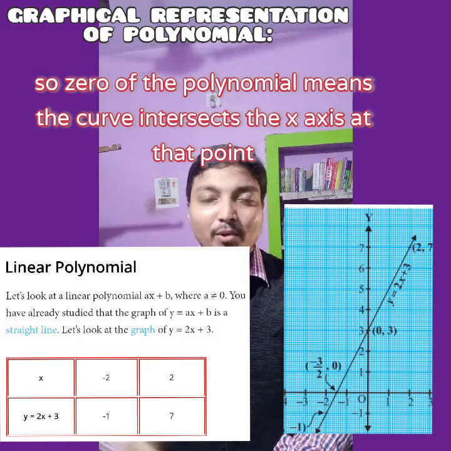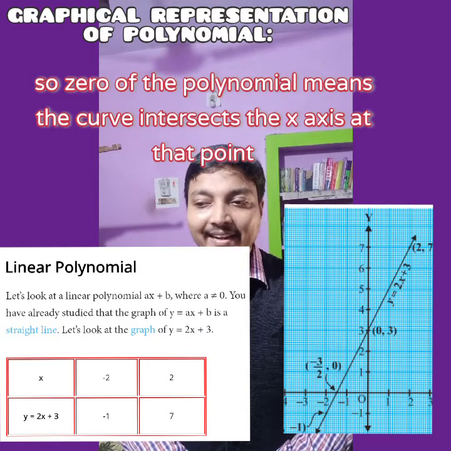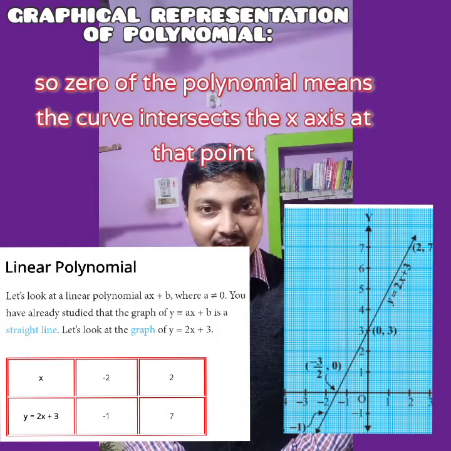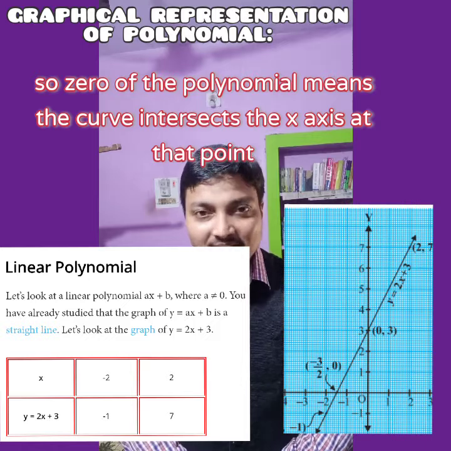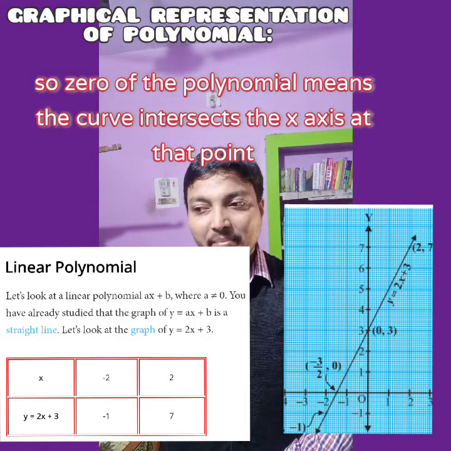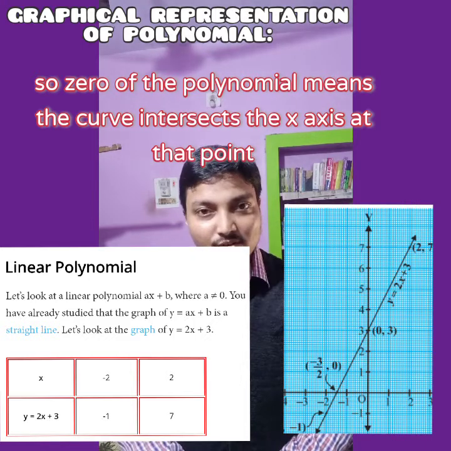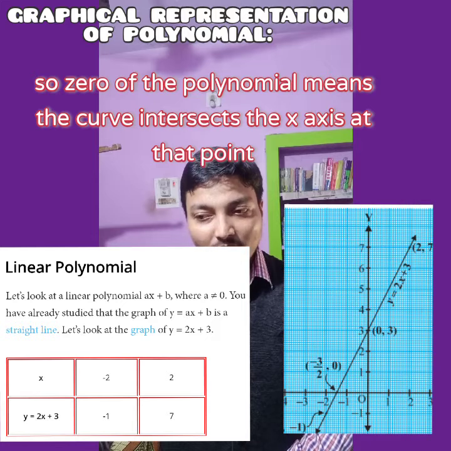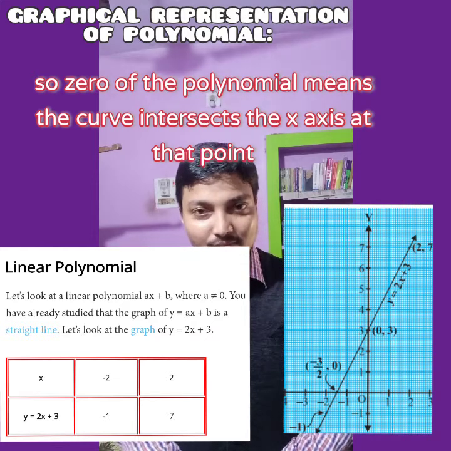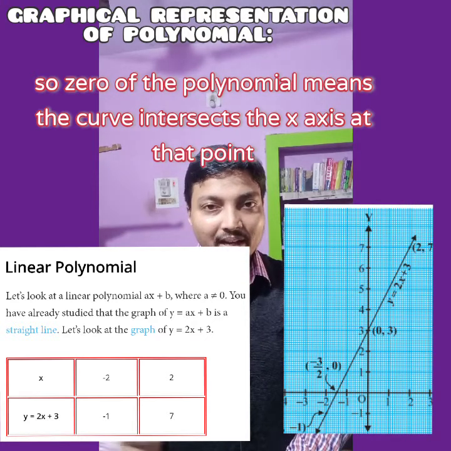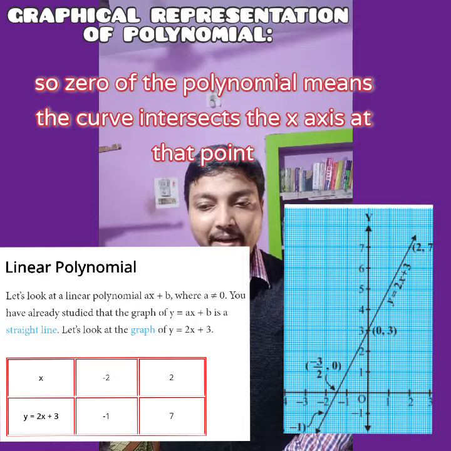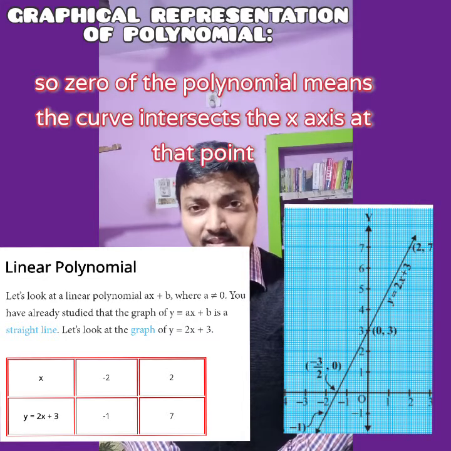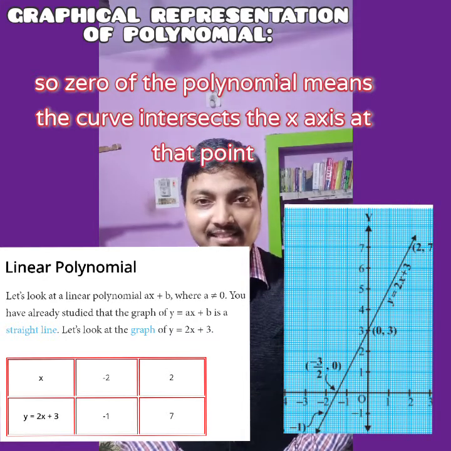Actually the zero of a linear polynomial is minus b by a. So here b is 3 and a is 2, so the zero of the linear polynomial is minus 3 by 2. And in the graphical representation, minus 3 by 2 is the point on the x-axis where the line intersects the x-axis.